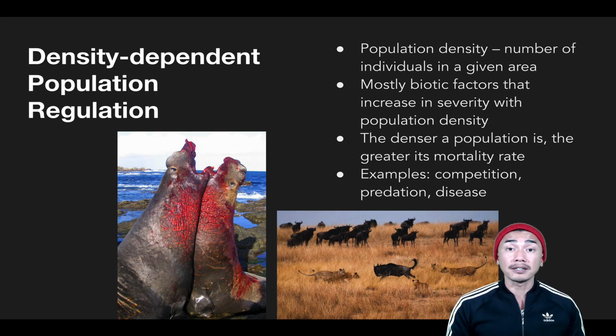We can divide the factors that affect population growth into 2 categories: density-dependent factors and density-independent factors. Density-dependent factors tend to be biotic factors that increase in severity with population density. What that means is that the more dense a population is, the higher the mortality. Examples of this are things like competition, predation, and disease.